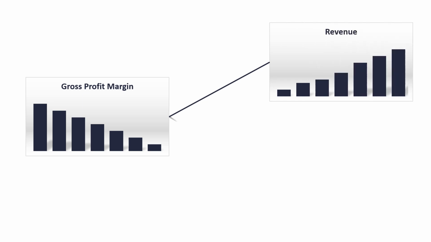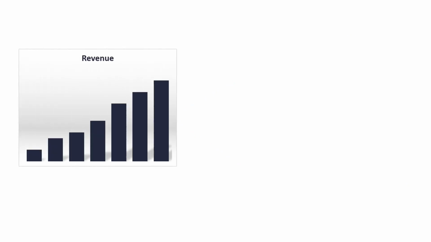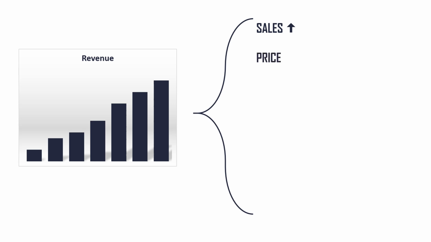If the gross profit margin has been decreasing over time, there are two possible reasons for this trend. Either the company's revenues have increased, or its cost of goods sold has decreased. There could be several reasons for a company's revenue growth. For example, the company may sell more products or services, resulting in an increase in sales volume and revenue. Alternatively, the company may increase the price of its products or services, leading to an increase in revenue per unit sold.